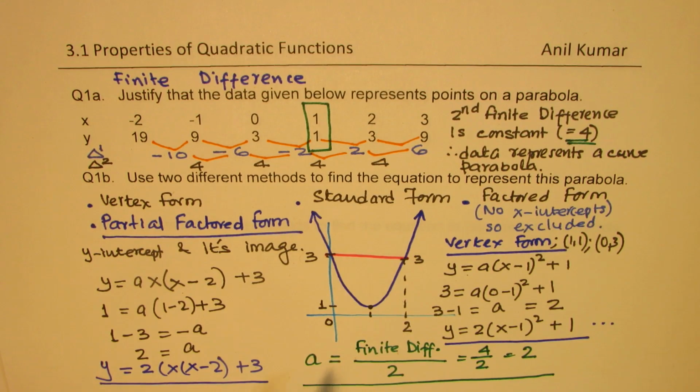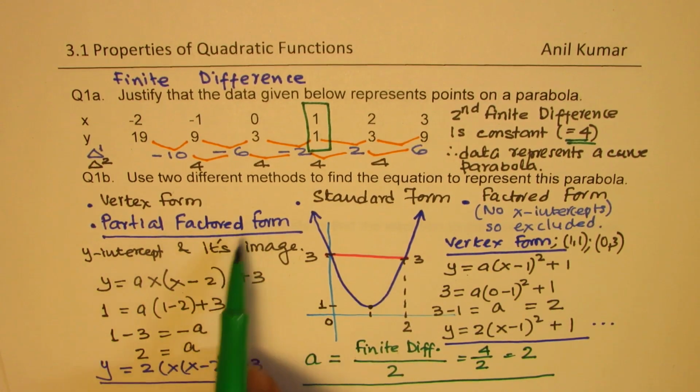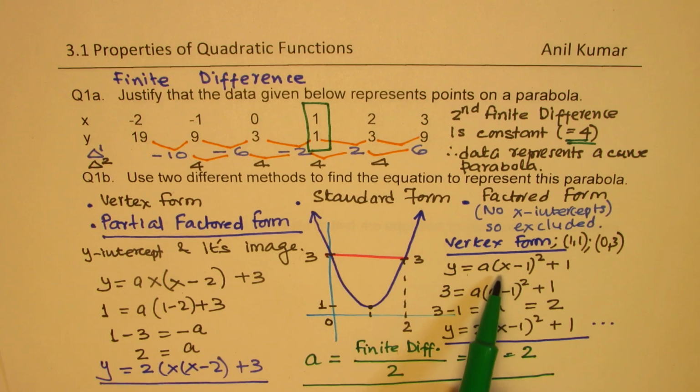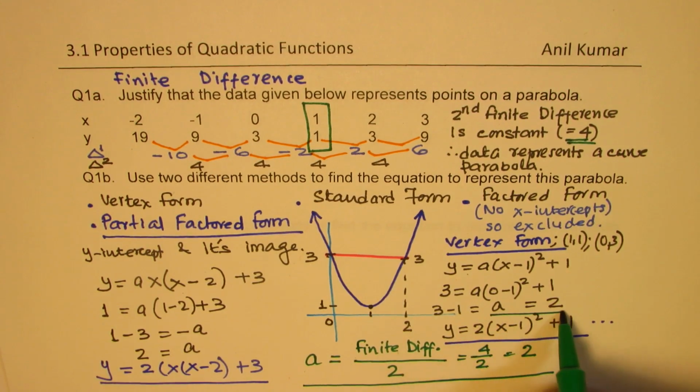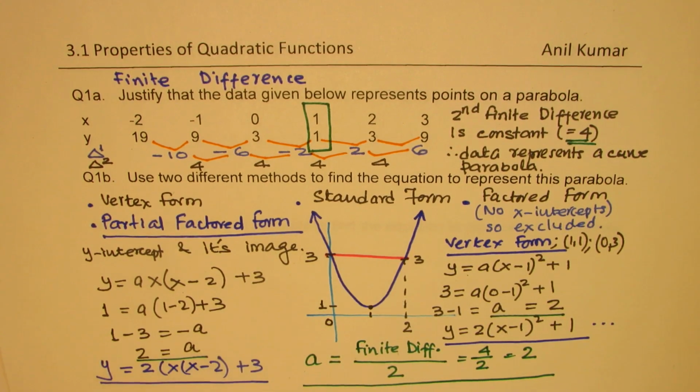Now imagine if you knew this formula, then in one shot we could have written the equation in both partial factored form and also in the vertex form. We don't have to do this calculation to find a equals 2. We found a equals 2 in both the cases, which was not really required once you understand that finite difference divided by 2 is the value of a.